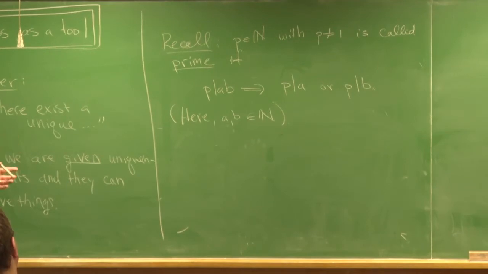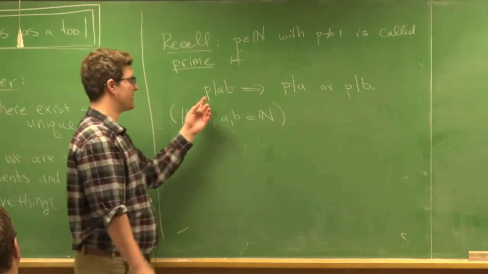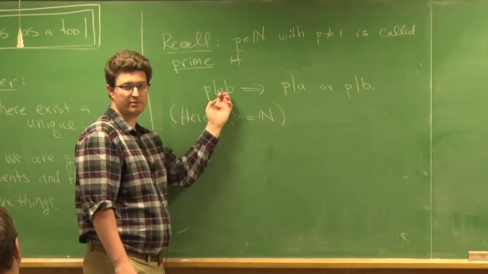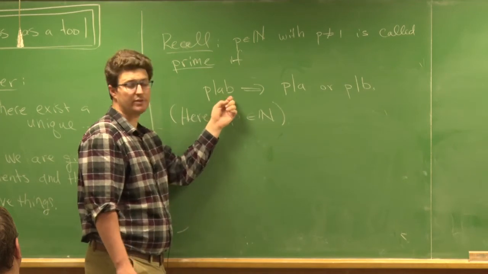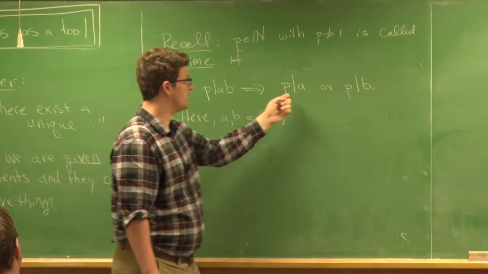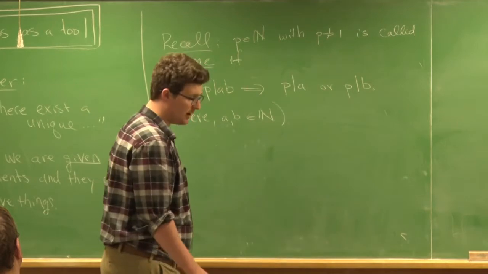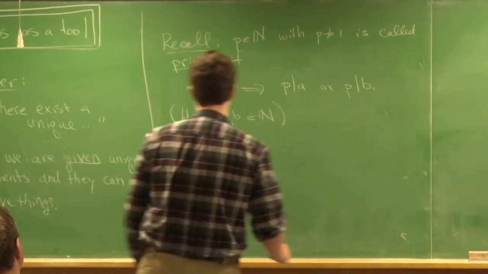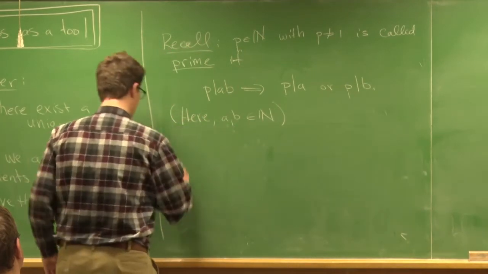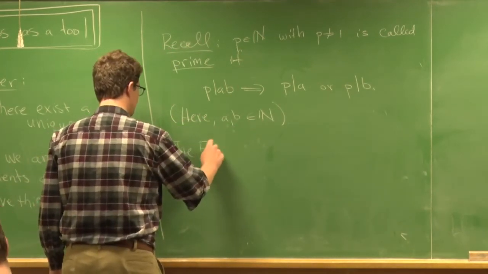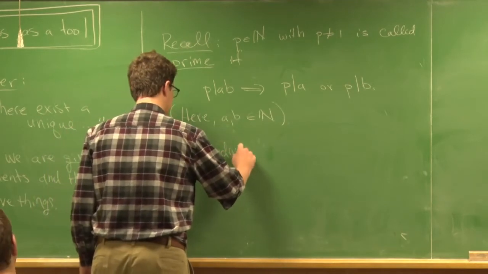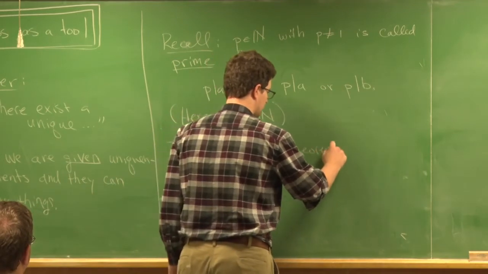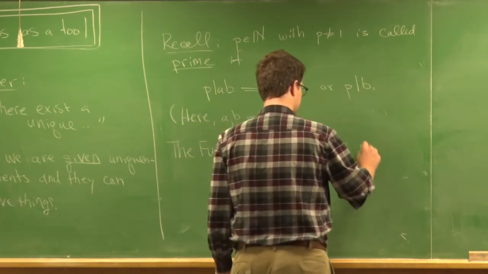We're going to use this property a lot. We'll suppose something is prime, and we'll have that it divides a product of two things, and that allows us to conclude this or this. And let me tell you the fundamental theorem of arithmetic.